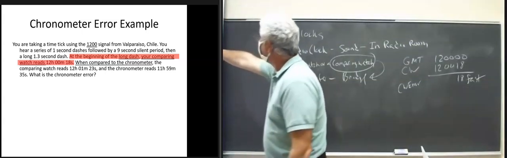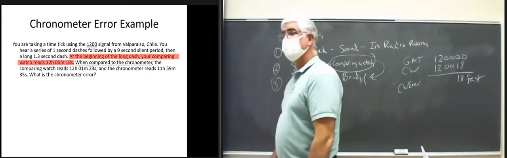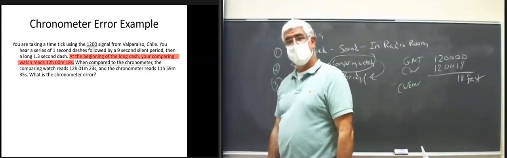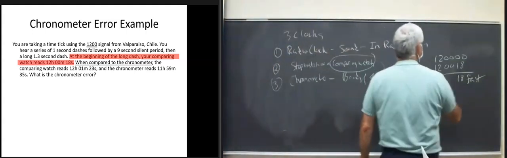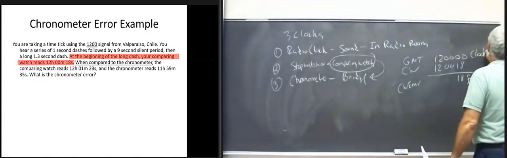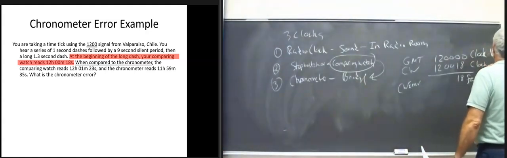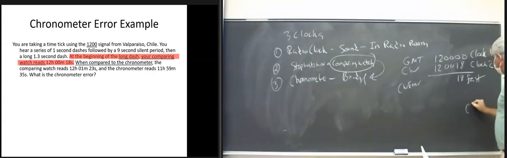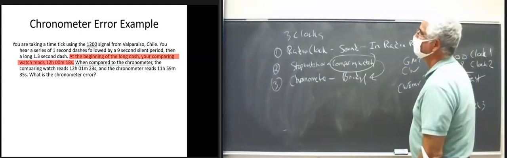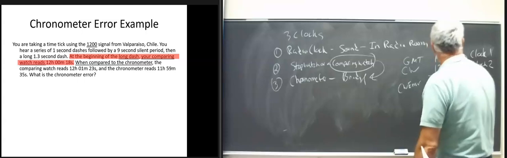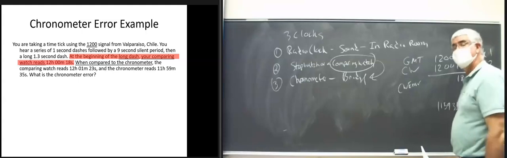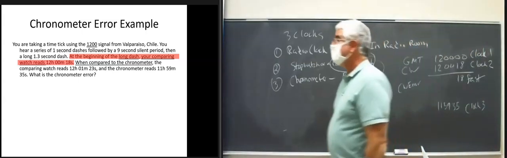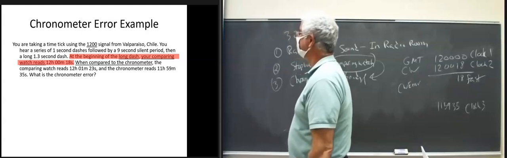It turns out, when I get to the bridge, I look at the chronometer on the bridge. So this was clock 1. This is clock 2. Then I get to the bridge and I look at clock 3, the chronometer. What time does the chronometer say it is? It's 11:59:35. That thing is definitely slow. What time does the comparing watch say it is?